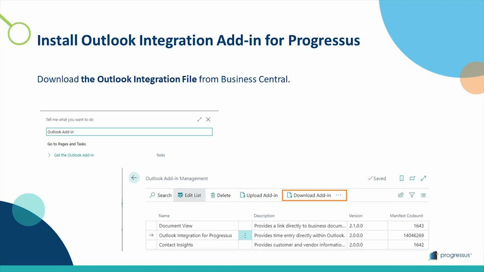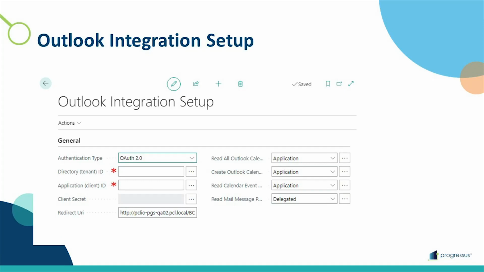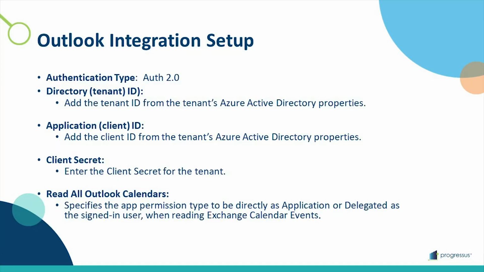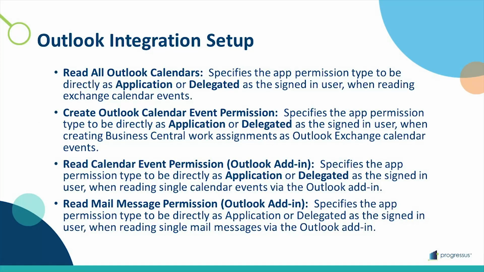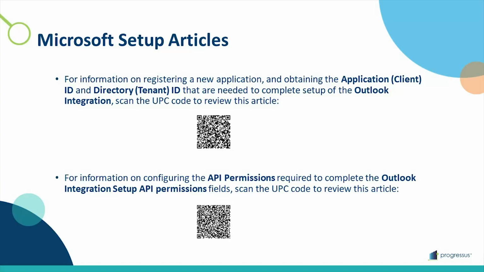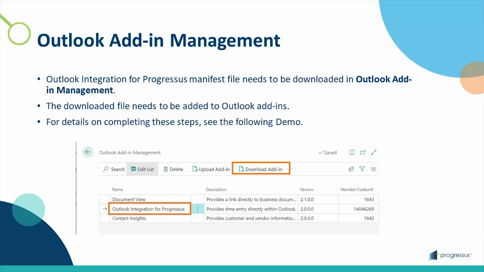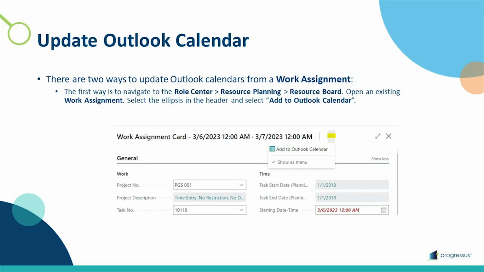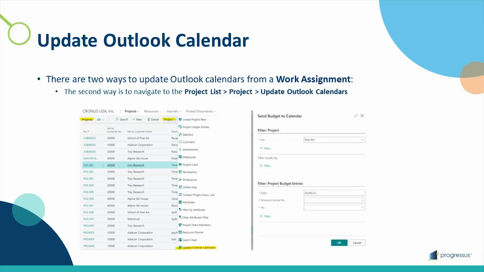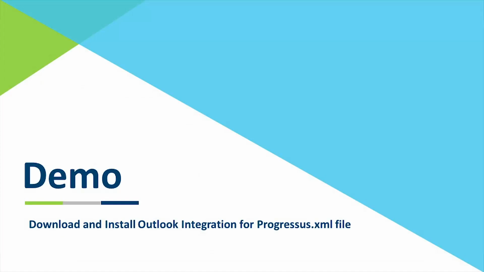The add-in should be automatically available to you in Extension Management when you install Progressus Advanced Projects. You'll use the Outlook Integration Setup page to provide the credentials necessary to connect Outlook with your Business Central database. An Outlook Integration for Progressus manifest file is downloaded from Progressus Advanced Projects and imported into Outlook. For details, let's look at a demo of the process from start to finish.